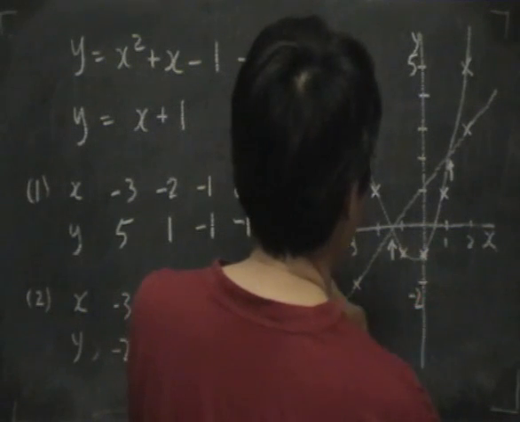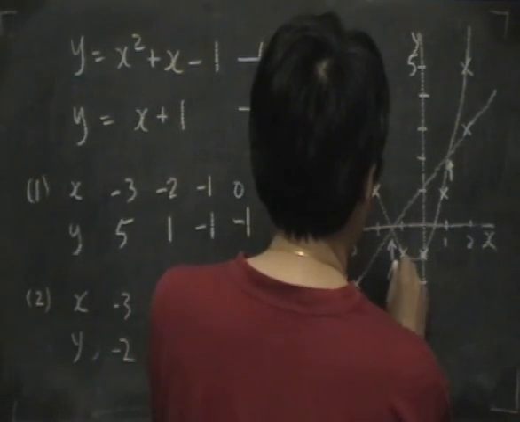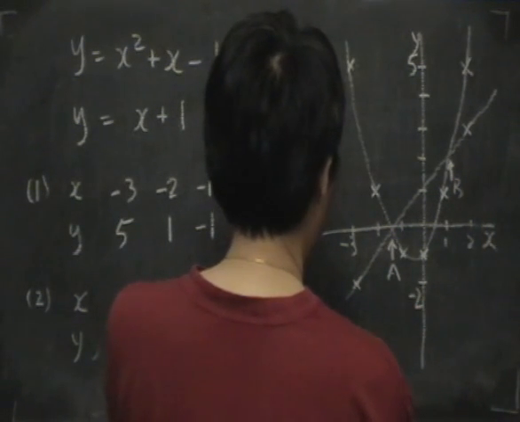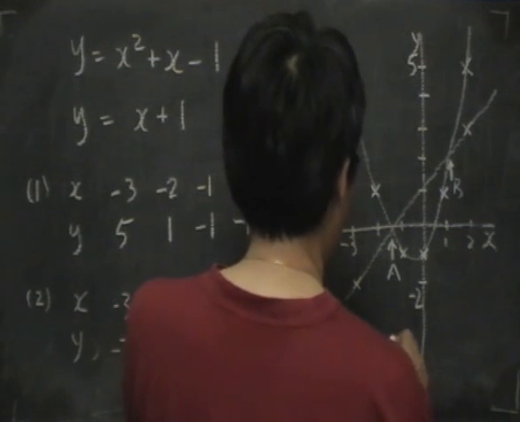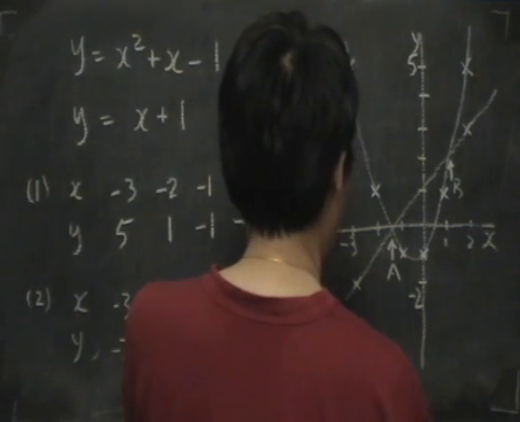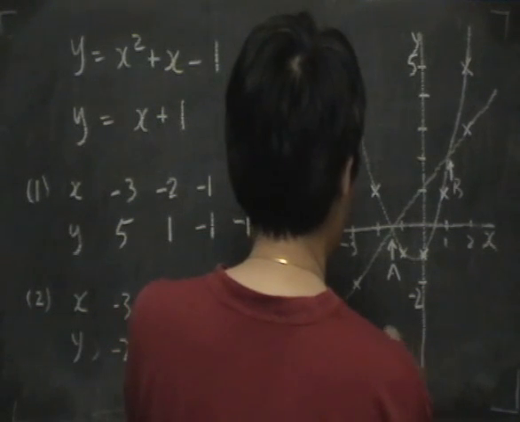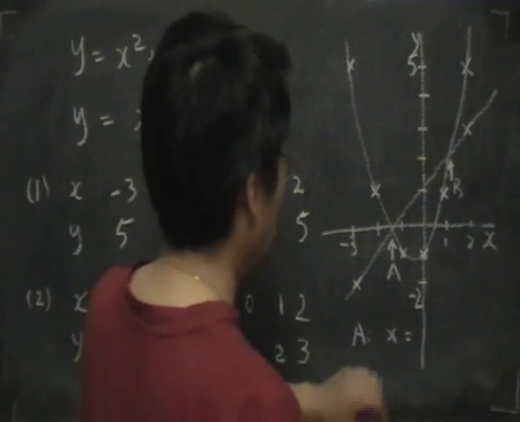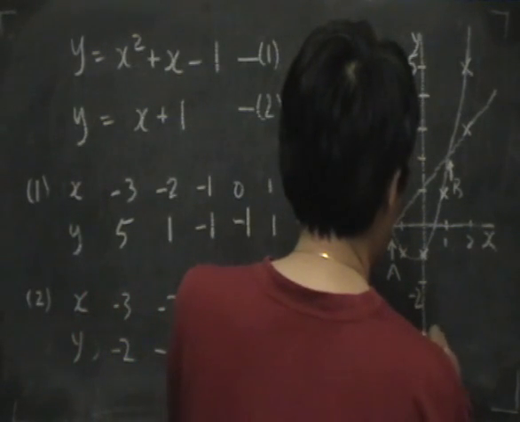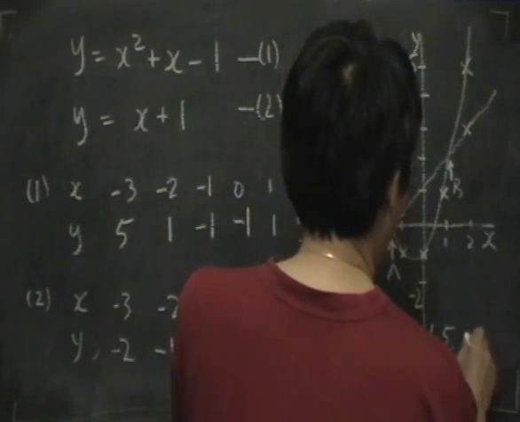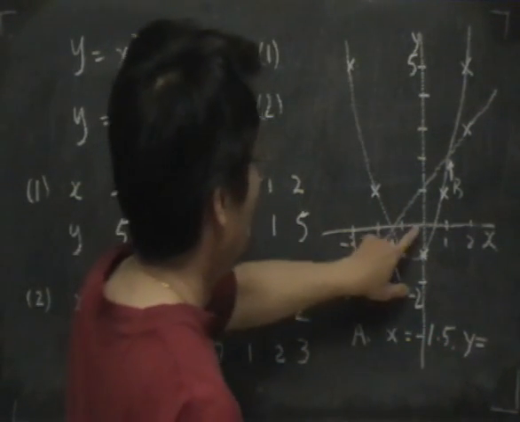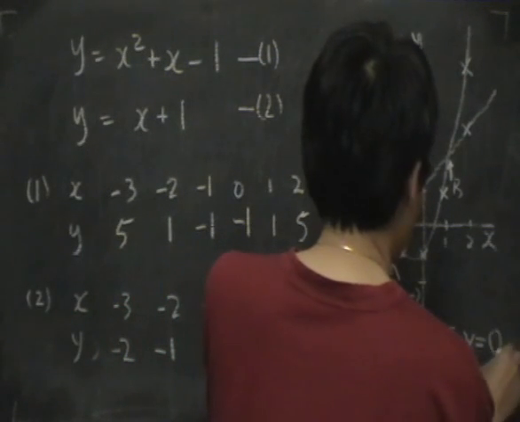Let me call this point A and point B. Okay, so for point A, the x value is between -1 and -2. So let me just say it's roughly -1.5. And the y value is about 0. Okay, I'll just call that 0.